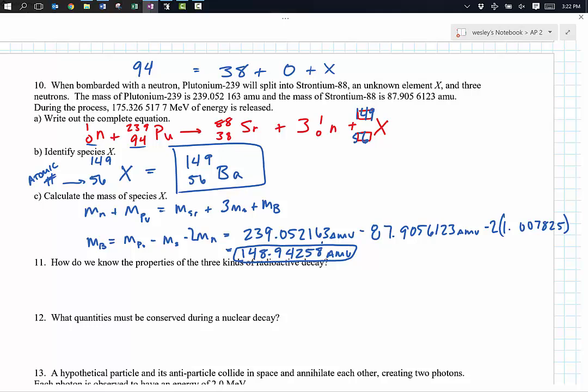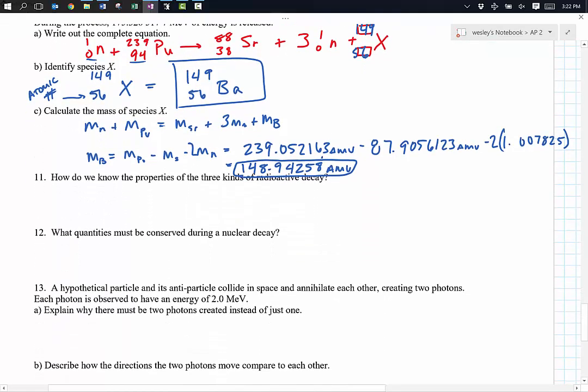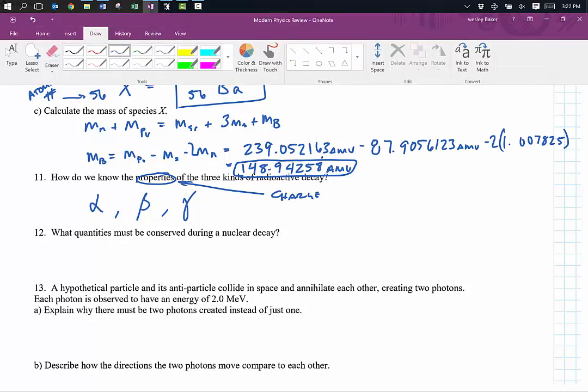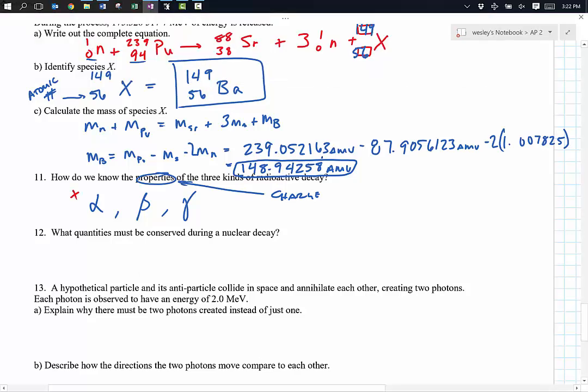So how do we know the properties of the 3 kinds of radioactive decay? All right, so properties of 3 kinds of radioactive decay. We have an alpha particle. We have a beta particle. We have a gamma particle. And the property we're talking about is charge. An alpha particle is positive. It's just a helium nucleus, so it doesn't have any electrons on it. A beta particle is negative or positive, depending on what it does. And a gamma particle has no charge.